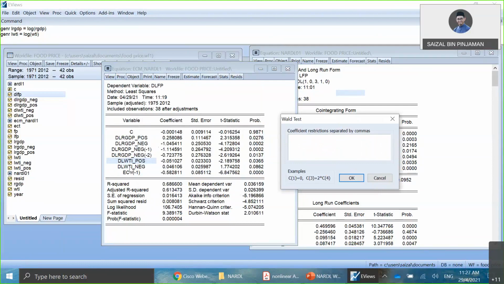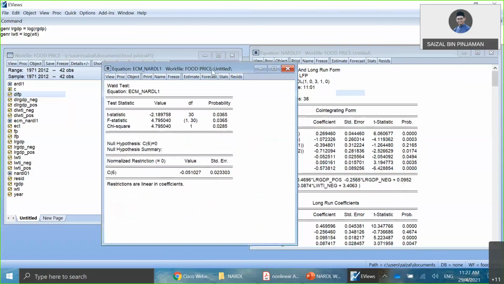For example, we wanted to test the Wald test for positive fuel price here. Sorry, I keep confusing the words food price and fuel price. Here we wanted to check whether this fuel price is significant or not in the short run by using the Wald test. So we count the number of coefficients for fuel price positive: 1, 2, 3, 4, 5, 6. So it is coefficient number 6, and we say that it is equal to 0. This is our null hypothesis. If we reject, it means that this positive fuel price is significant.